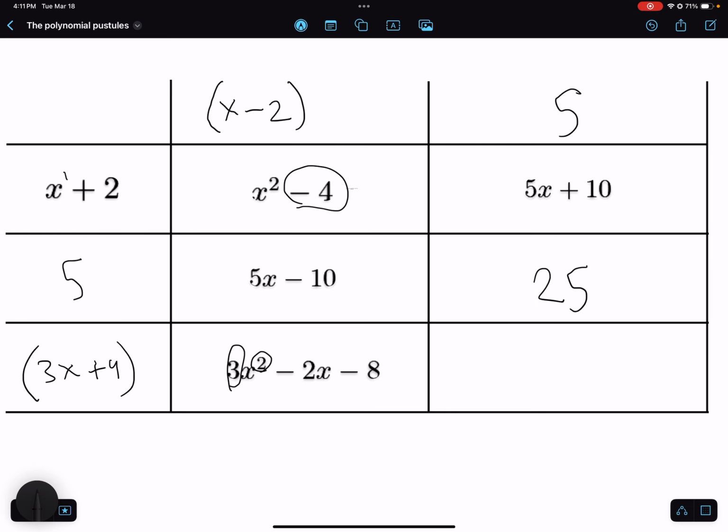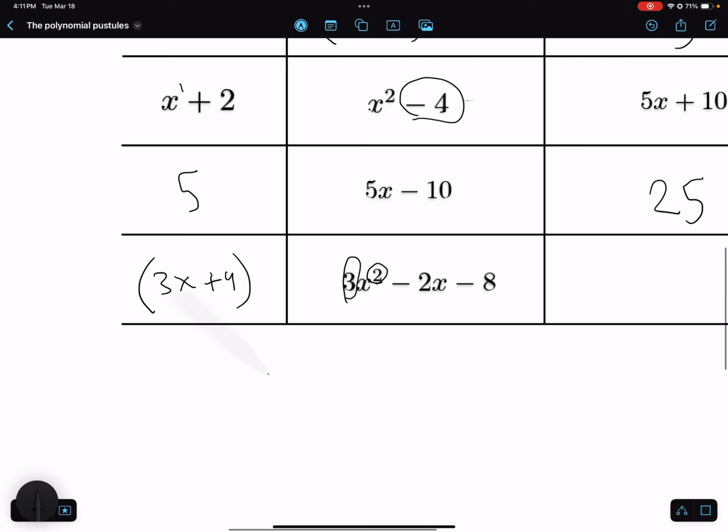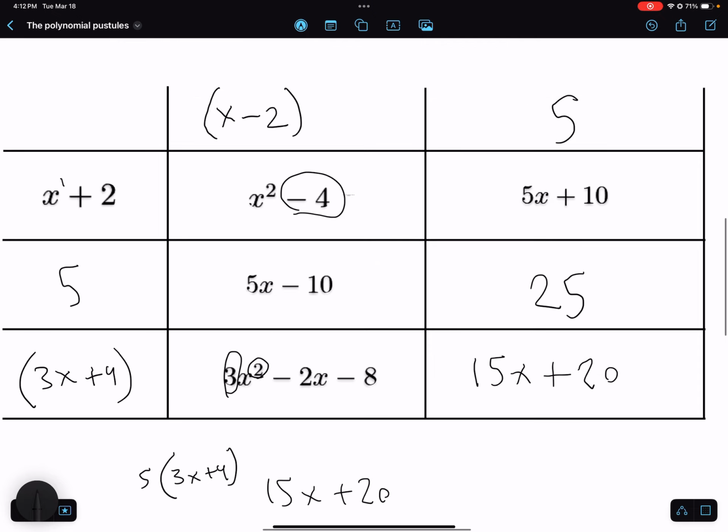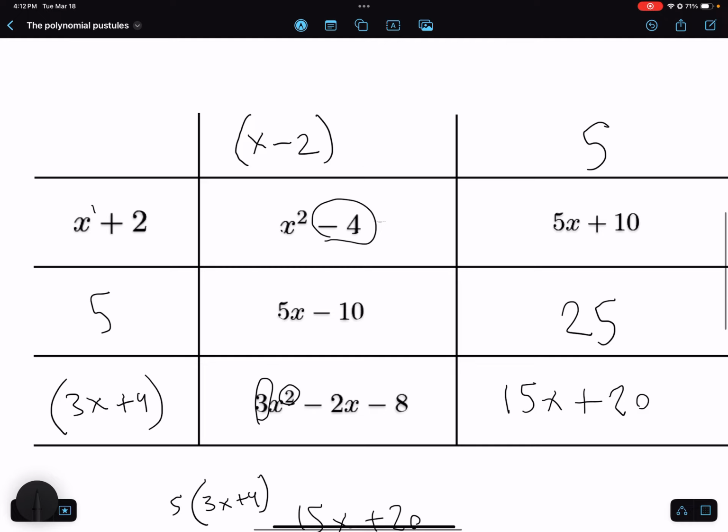We have the final product now, which is 5 times 3x plus 4. That's pretty easy to work out. All we have to do is distribute that in. We get 15x plus 20 as the final answer for this final blank space here. Let's just fill that in. And with that, we've successfully filled in this entire polynomial puzzle.